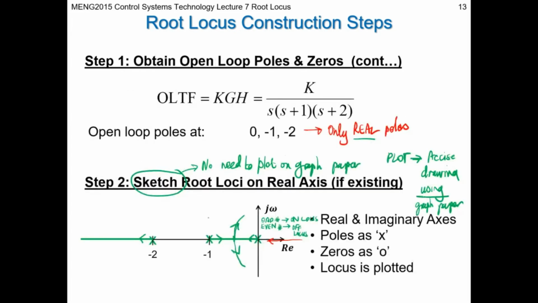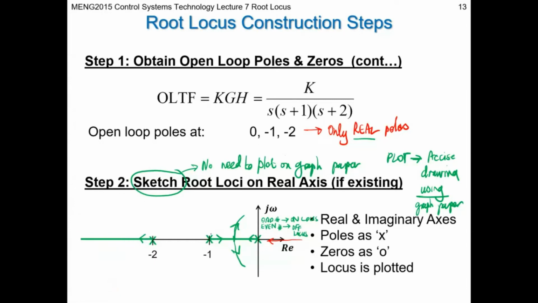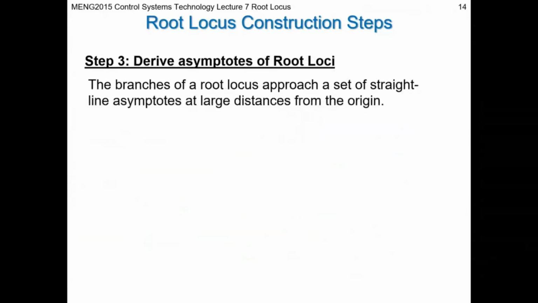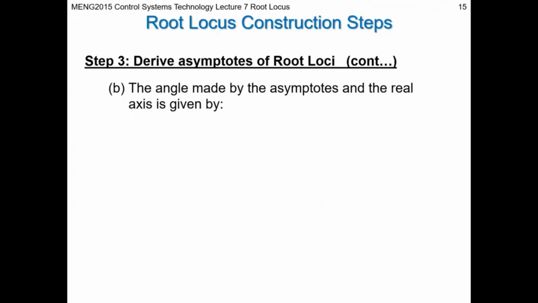Going up to the previous page, that means this location right here would be the center of our asymptotes. Straight lines emerge from that point and go off in different directions. What the angles of those asymptotes are, that's what we have to determine next.